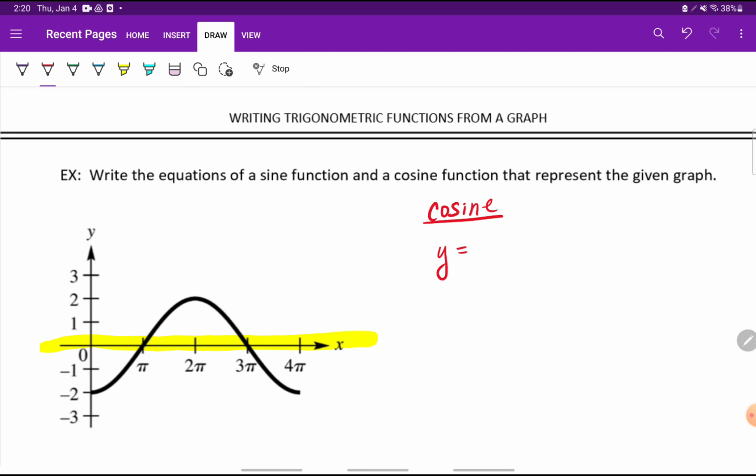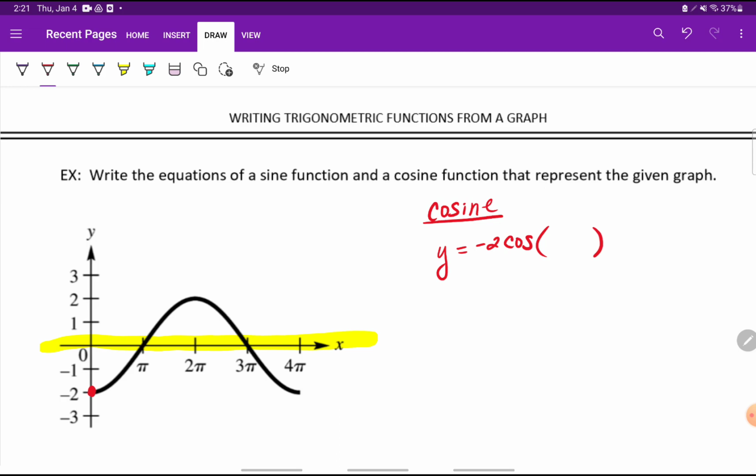The a value of our graph is equal to the y value when x is equal to 0. So that happens right here. Where does cosine start? At -2. So that's our a value. We've established that this will not require a phase shift.